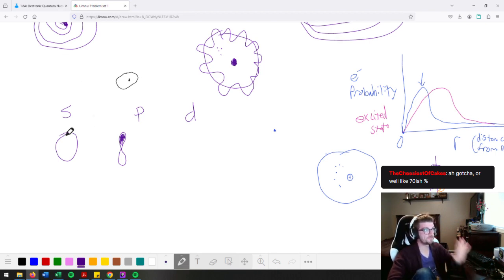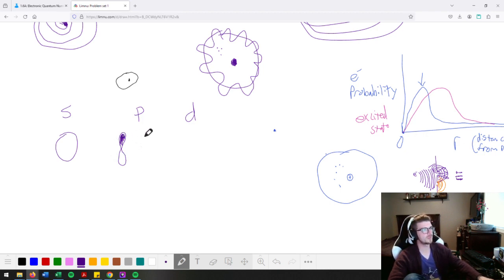Okay, so orbitals can be an S orbital, and those are spherical. They can be a p orbital, and those are kind of an elongated figure eight. And d orbitals, most of the d orbitals I should say, are essentially like two crisscrossed p orbitals.